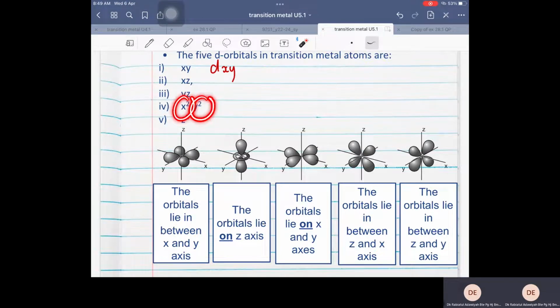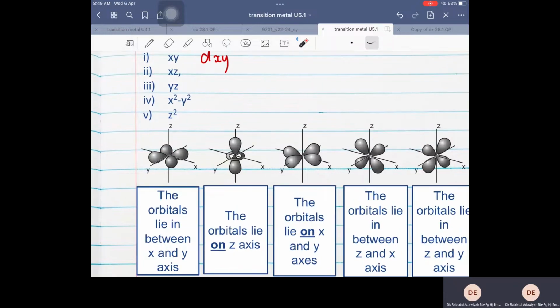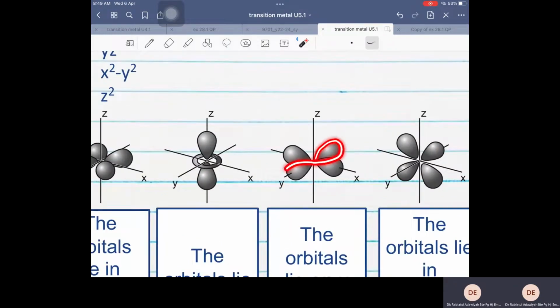First, I will bring your attention to the one with x squared minus y squared. The lobes kind of look like your p orbital, but instead of having just one, you now have four lobes, like a flower. Whereas a p orbital is just a single figure eight. Here you've got a double figure eight, and they sit exactly on the x and the y axis.